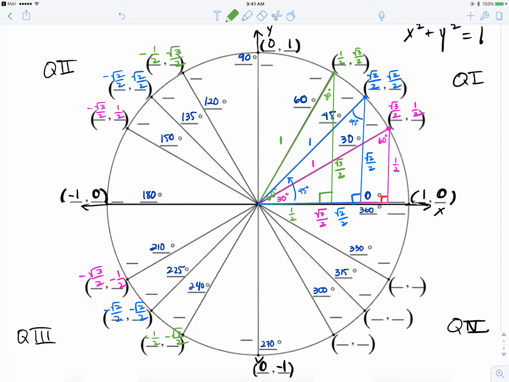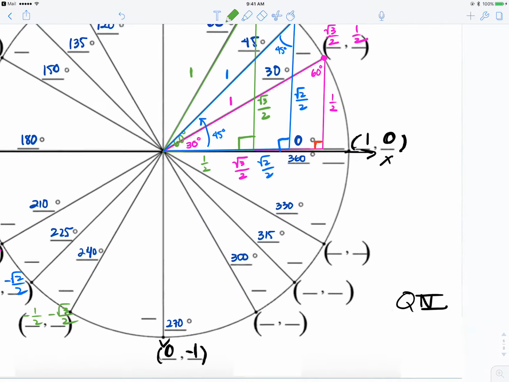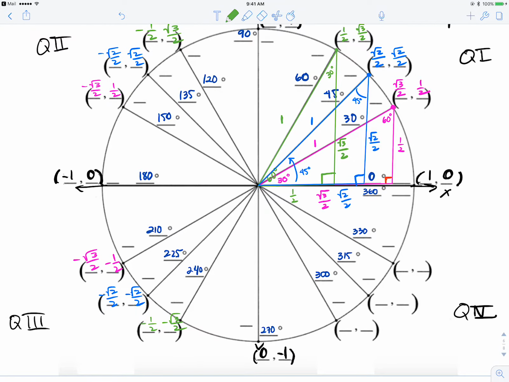Okay, we're on to the last quadrant. So you could use quadrant 1 or you could use quadrant 3 to help you figure out what the points would be. What will the point be at 300 degrees? 1 half, negative root 3 over 2.